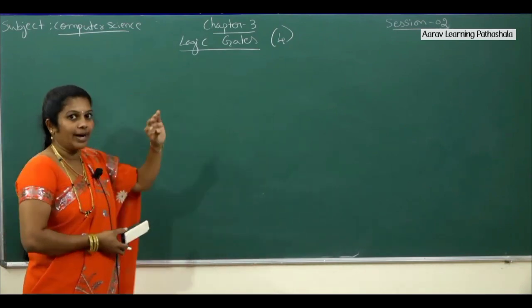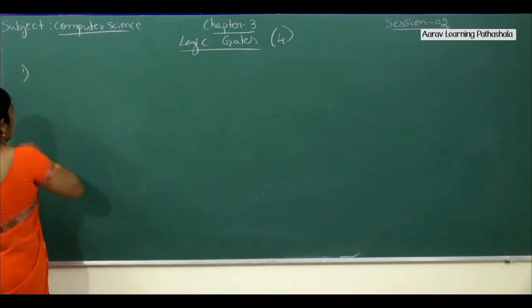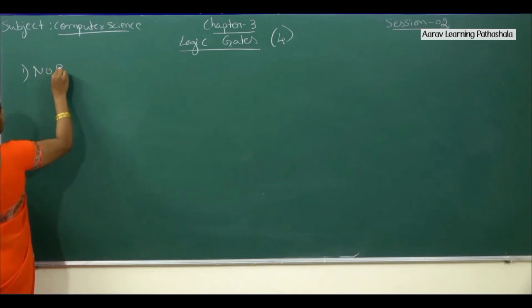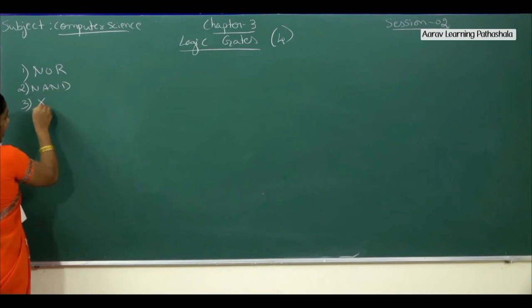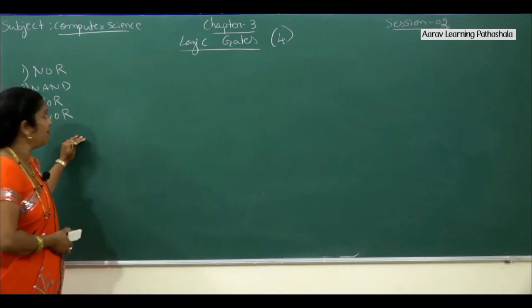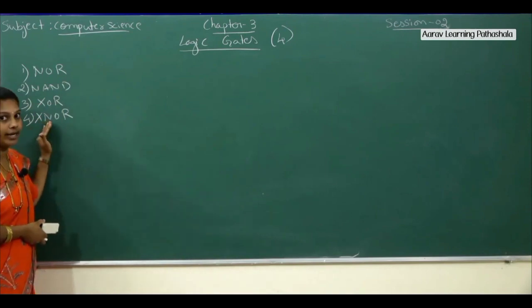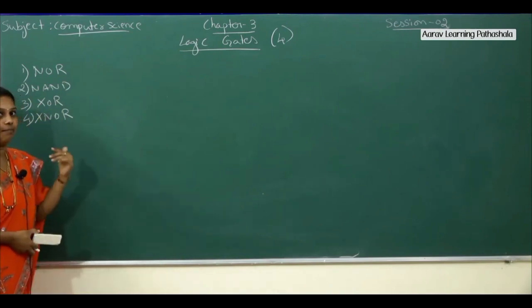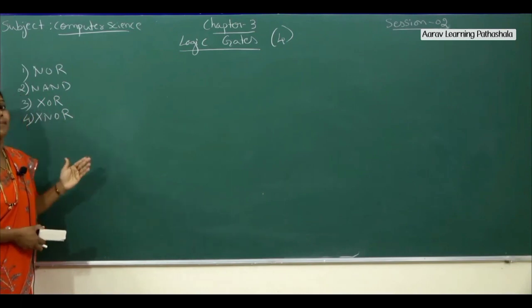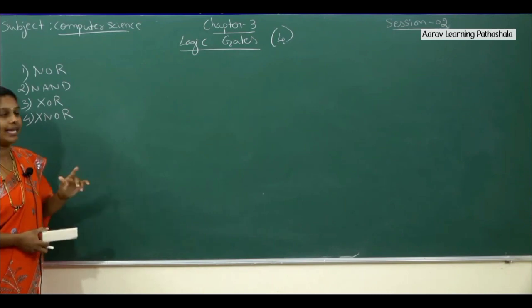In basic gates you have AND, OR, NOT. Under derived gates we have NOR gate, NAND gate, XOR gate, and the fourth one is XNOR gate. These are the four derived gates: NOR gate, NAND gate, XOR gate, XNOR gate. Why are they called derived gates? Because they are derived from the basic gates. With the help of basic gates they are derived. That's why they are called derived gates.